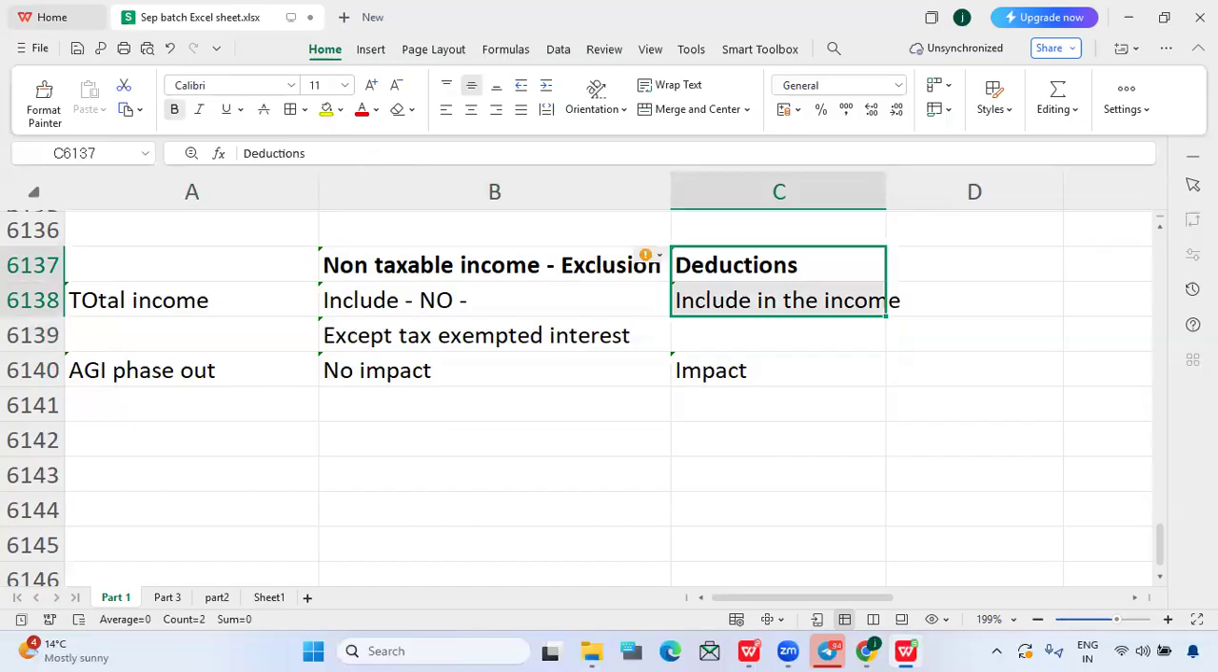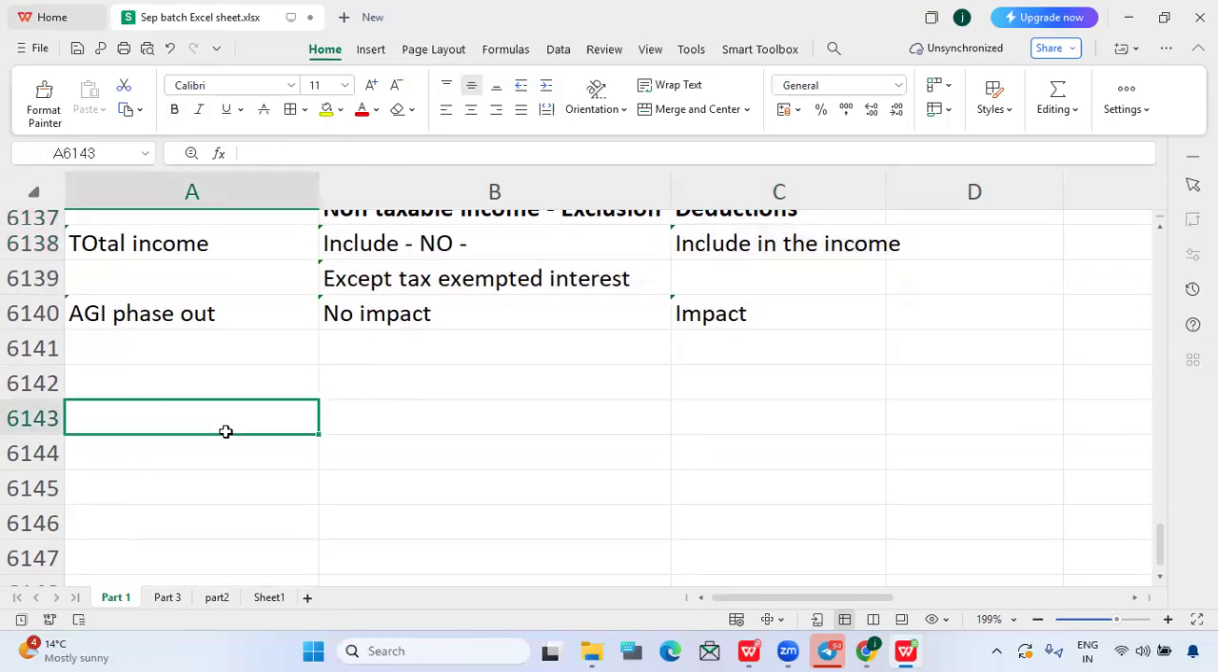Now we will quickly understand one more important point. So now, tax exempted interest we are saying, right? So what is the meaning of tax exempted interest?